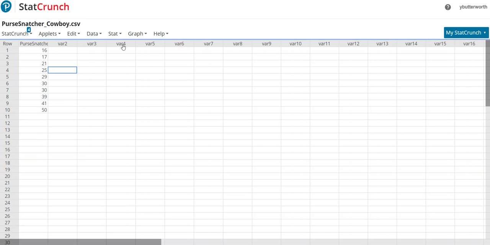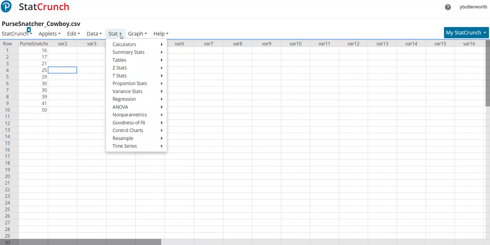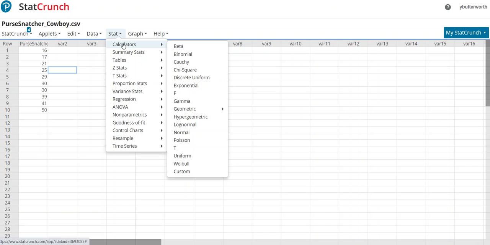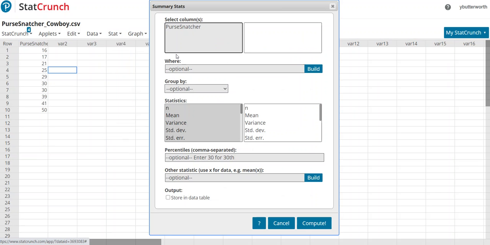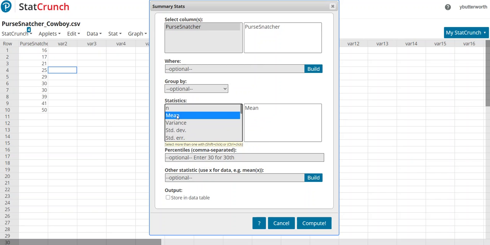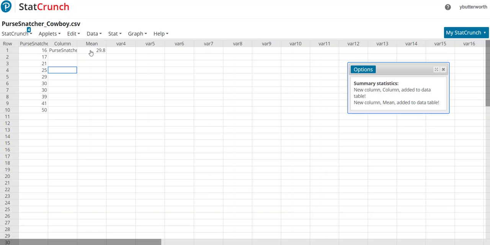So if we didn't know what the mean was, which I do for this and my students do as well, but if we didn't know, we would go to the Stat menu, go to Summary Stats, Columns, and ask for the Per Snatcher data, and then I would ask for the mean. Now I'm actually going to store this in the data table so that I can use it in a little bit. So I'm going to store it and compute it. And there it is, right there, the Per Snatcher mean.